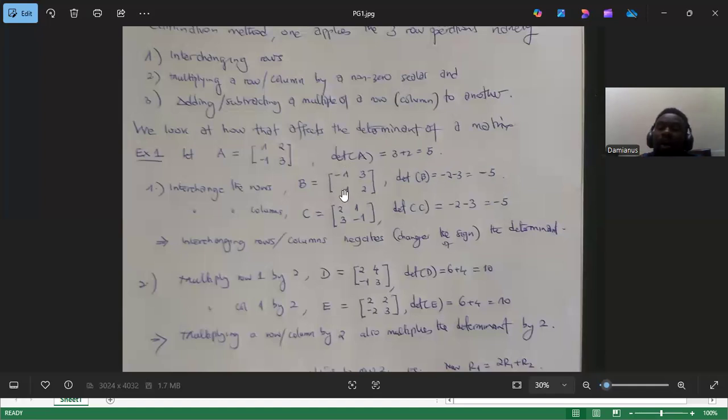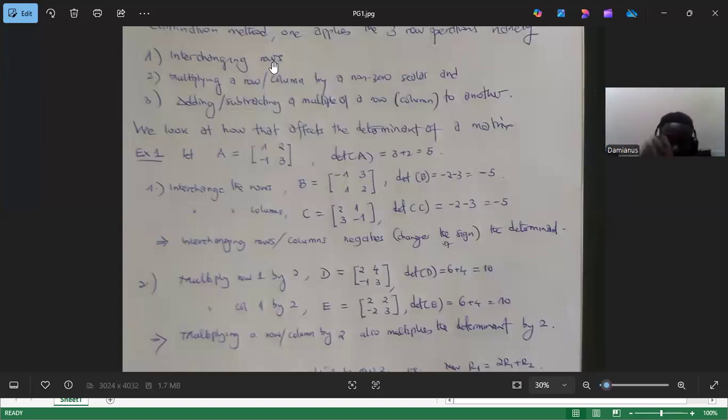That means if now we create our old matrix from B, that's A, the determinant will change the sign back to positive. Now, see what happens when you interchange columns. In the original matrix, the first column, 1, minus 1, becomes the second column. And the 2, 3, which is the second column in A, becomes the first column, and we get a new matrix C. So what's the determinant of the new matrix? It is minus 2 minus 5, so minus 5. The same thing happens. If you interchange a row or a column, the sign of the determinant changes. All right. And here I say interchanging rows or columns negates, or changes the sign of, the determinant. So that's the first row operation.